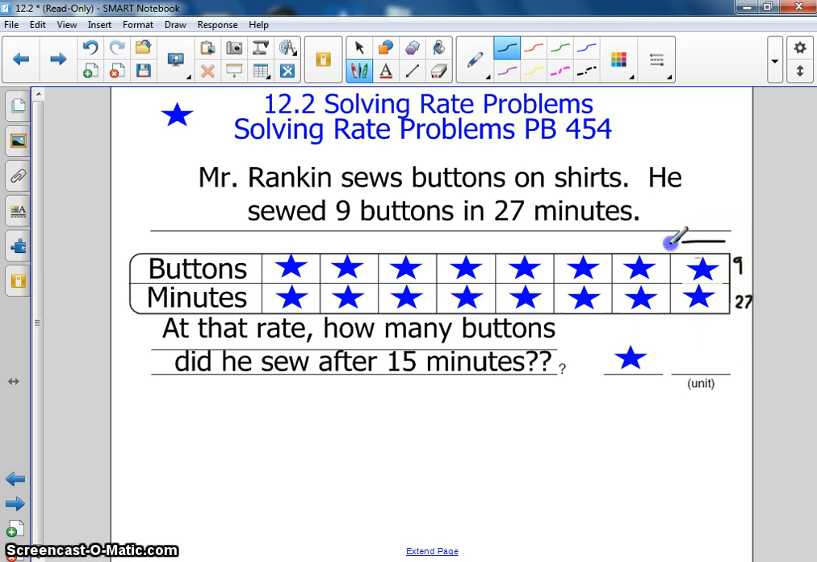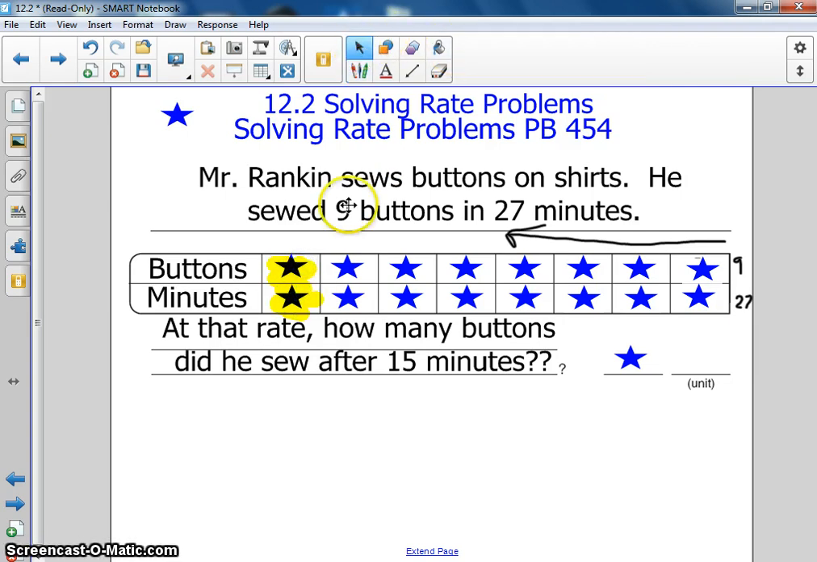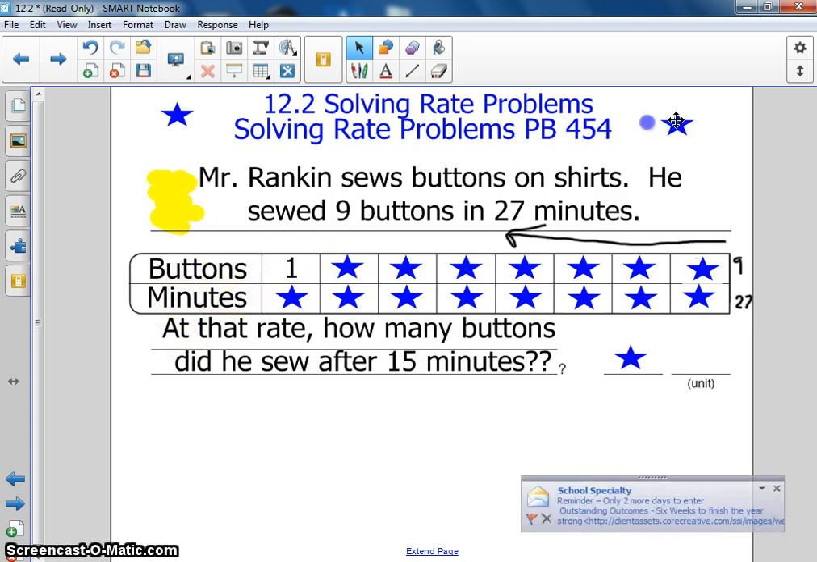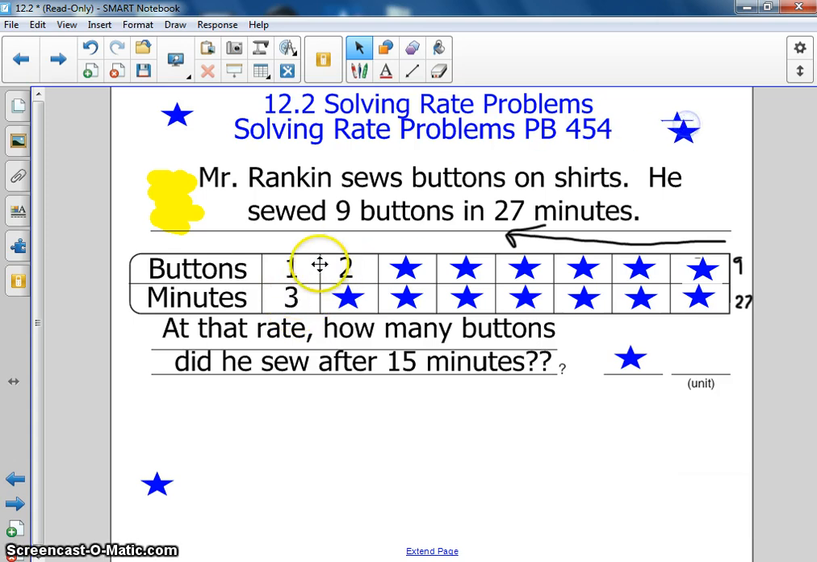But I'm wanting to make it smaller. I want to figure out what this box is, because that would be my unit table. So I'm making it smaller. So I'm going to cut 27 minutes up into 9 buttons each. So I am dividing because it's going this way. 27 divided by 9 would be 3. Okay, so 1 button takes 3 minutes to sew on. Well, once you have that, it gets easy. What would 2 buttons be? Well, it would be 6 minutes. Can you finish this rate table?